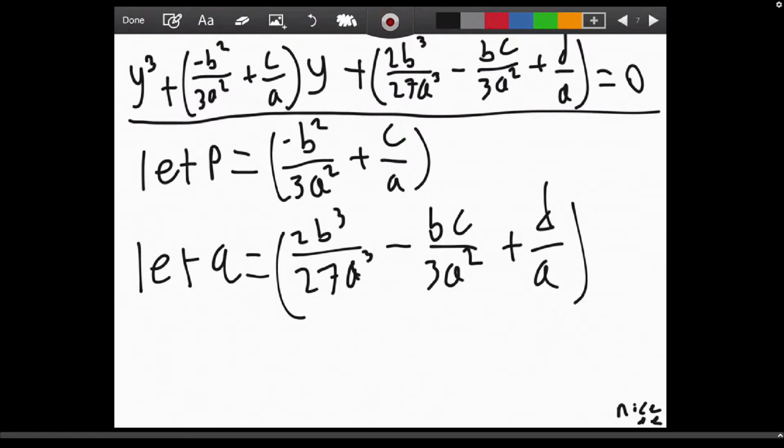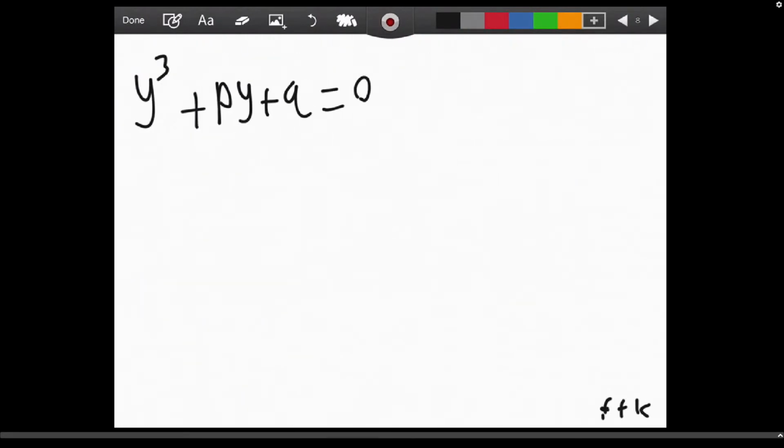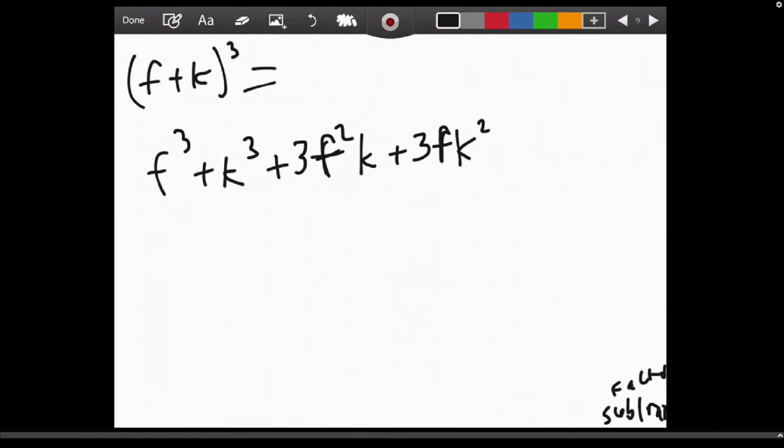So we're going to let p equal this here and let q equal this here to simplify this equation down. And that gives us this very nice, simple equation, y cubed plus py plus q equals 0. So from here, we're going to substitute another thing for y. We're going to let y equal f plus k. Okay, so whatever y is, f plus k is equal to it.